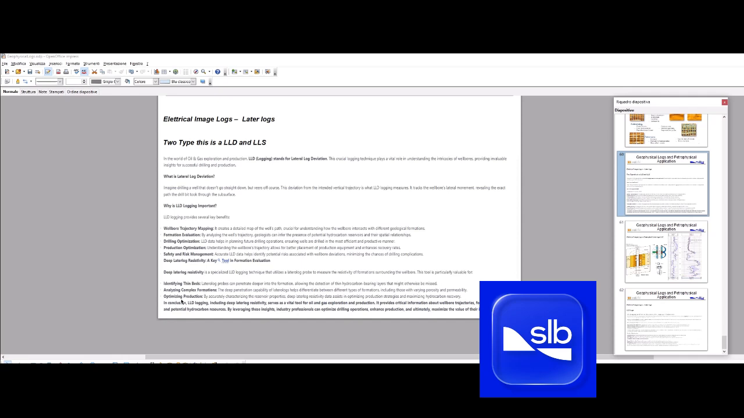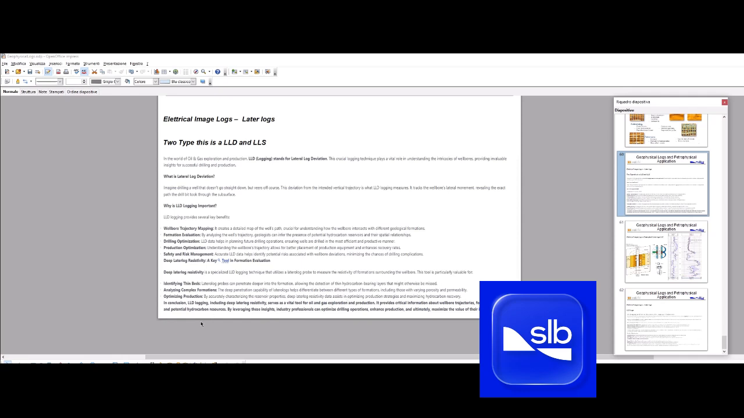For optimized production, this is when we have just finished the drilling and we have made the computation to start production and optimize production. This is a really accurate kind of log that can characterize the reservoir properties, also, for example, the change in vertical or horizontal porosity. Analyze complex formations: the deeper penetration capability of lateral logs helps differentiate between different types of formation.